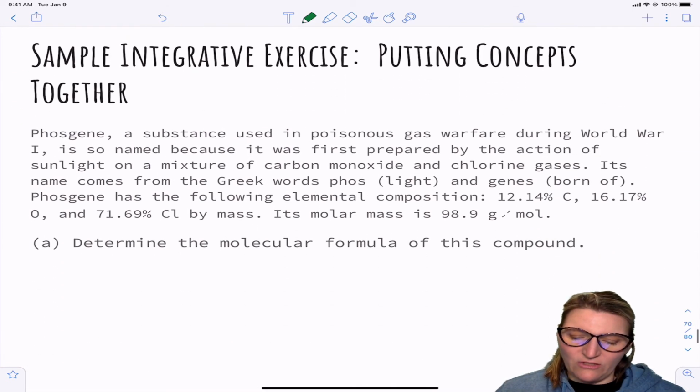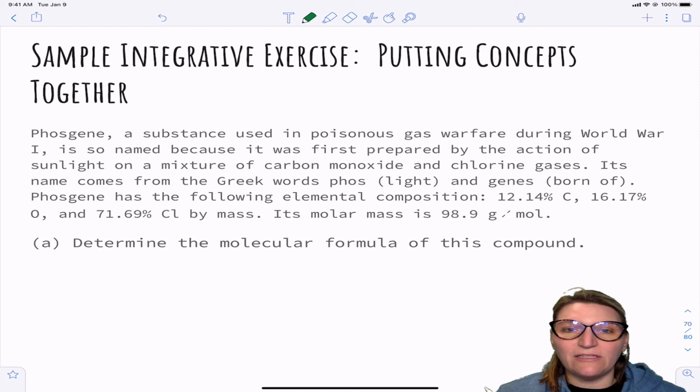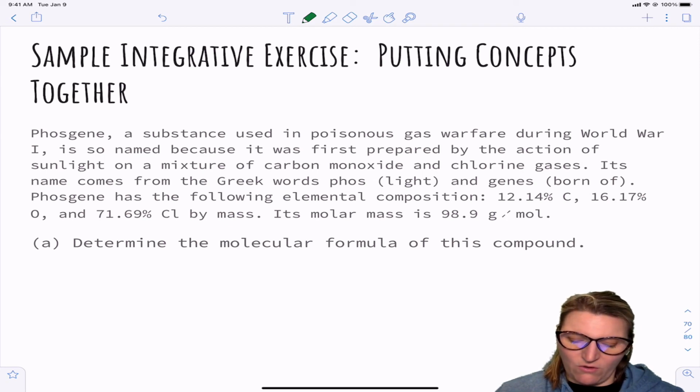So this integrative exercise here has a bunch of different pieces of stuff that we have learned before. So I'm going to let you guys work through this on your own and just give you some of the answers. So it says phosgene, a substance in poisonous gas warfare during World War I, is named because it was first prepared by the action of sunlight on a mixture of carbon monoxide and chlorine gases. Its name comes from the Greek word phos, which means light, and genes, which means born of.